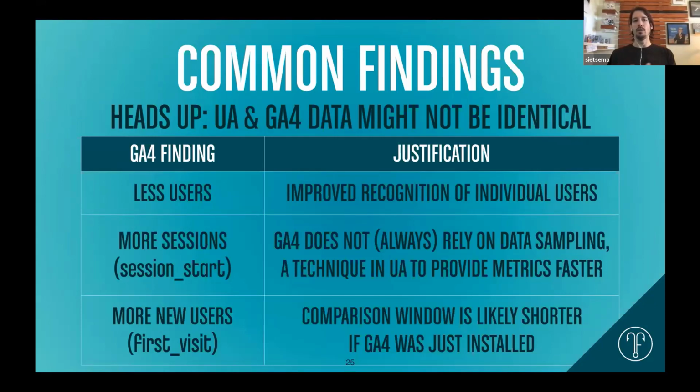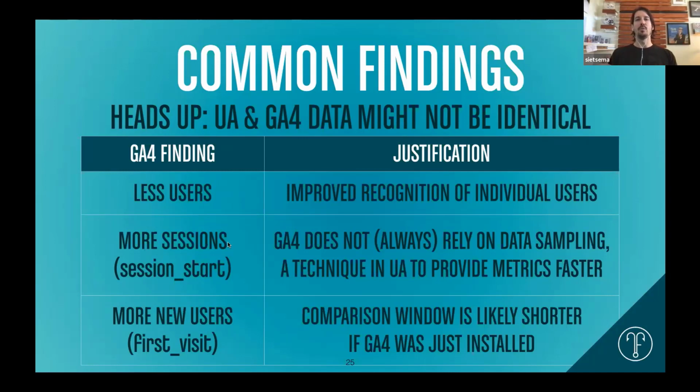Number one, you'll probably see fewer users, and that's because Google Analytics 4 does a better job of actually identifying and recognizing individual users. It can tell whether I'm coming to the website on my computer, my wife's computer, my phone, or my kid's phone, and it does a better job of that, which is excellent. You might see some more sessions, and that's because the primary reports within Google Analytics do not rely on data sampling.